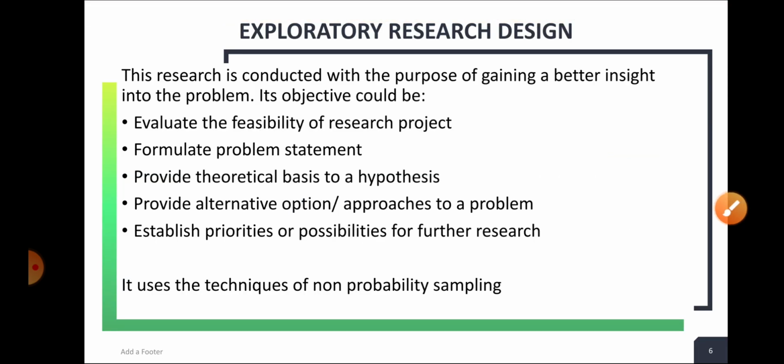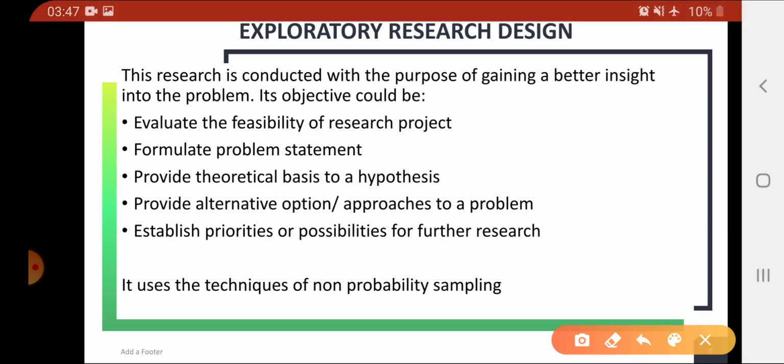So talking about exploratory research design first of all. In exploratory research design, we are researching for the purpose of giving a greater insight into the problem. So we are getting a better insight into the problem. For that we are exploring the things to make a research. And here the objective of this research is to evaluate the feasibility of the research project. Feasibility, as I told you, means easily and conveniently done.